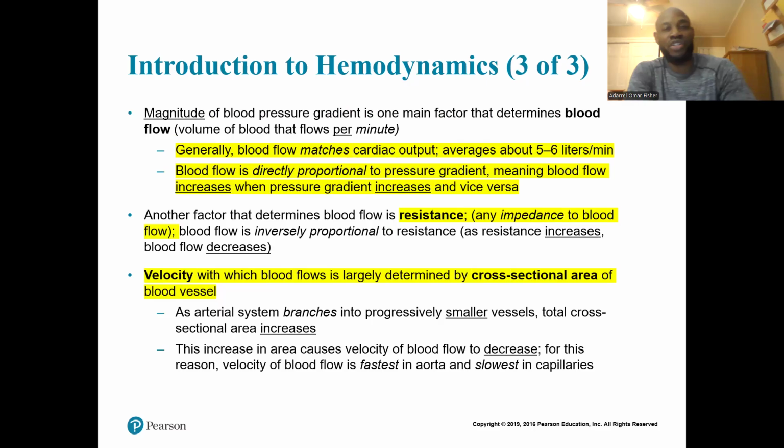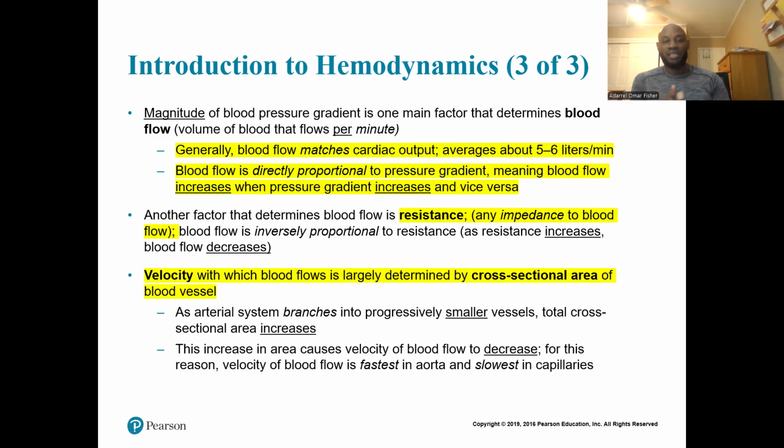Magnitude of blood pressure is one of the factors that determines blood flow. So generally, blood flow matches cardiac output, 5 to 6 liters per minute. That's how much your heart is pumping. So it matches cardiac output. It's directly proportional to the pressure gradient, right? So as the pressure increases, the blood flow increases, all makes sense. The harder you pump, the more the blood flows.